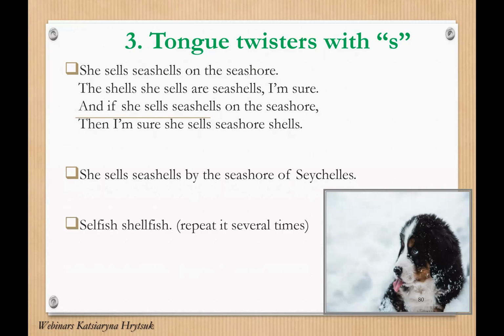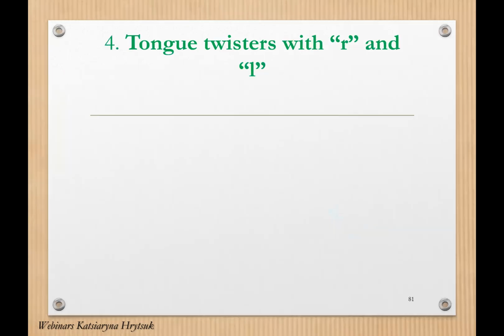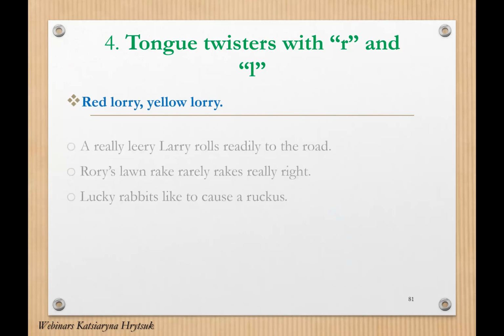Okay, another one, selfish, shellfish. These two words also are very complicated. Selfish, shellfish, selfish, shellfish. So 10 times it's quite difficult. So another one, tongue twisters with R and L. That is what I say, red lorry, yellow lorry.